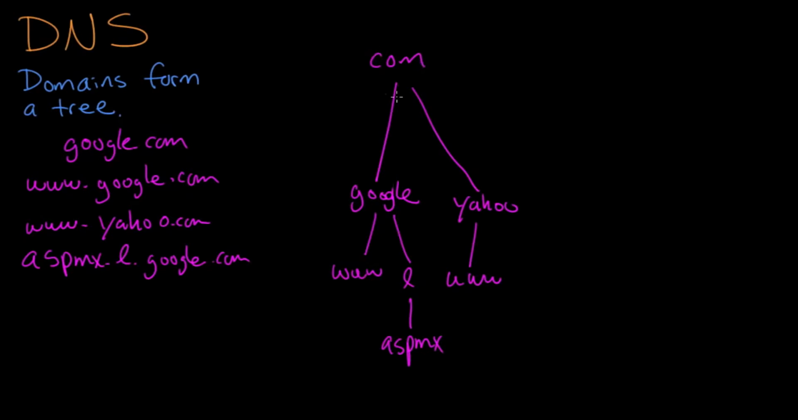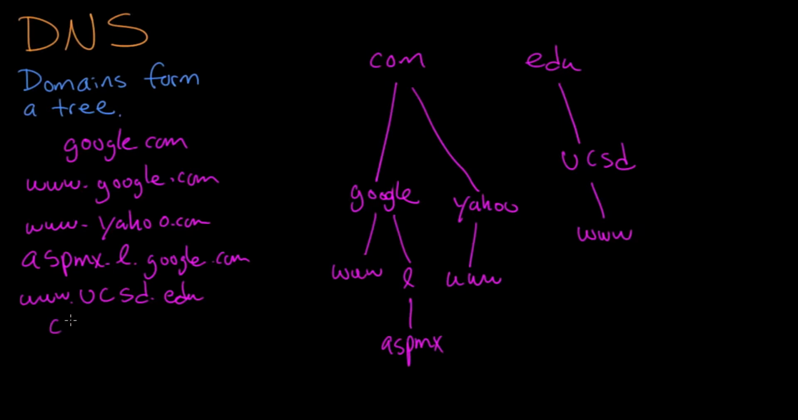And of course, there's more at the top than just com. There's things like edu, so a school like ucsd.edu. That means there's an edu here and ucsd below that. And then of course there's www in front of that. They've got a web server. The computer science department would be cs.ucsd, so they go below that. And then there's a web server in that department too, so www there as well.